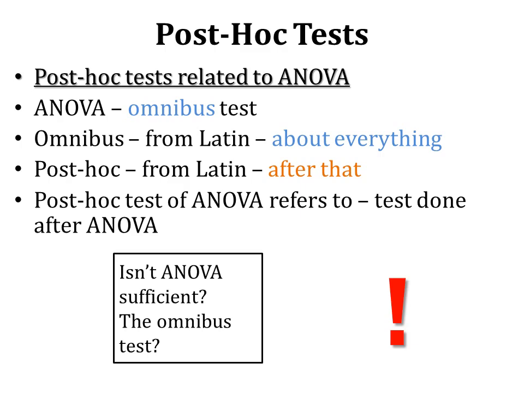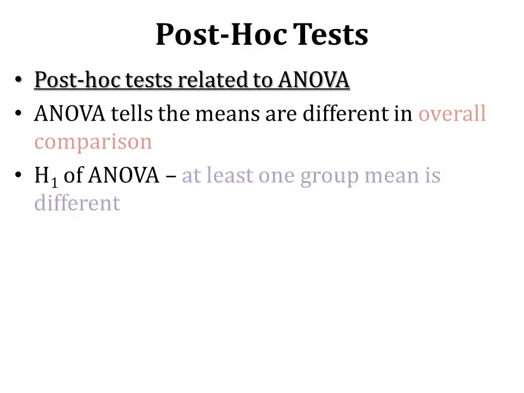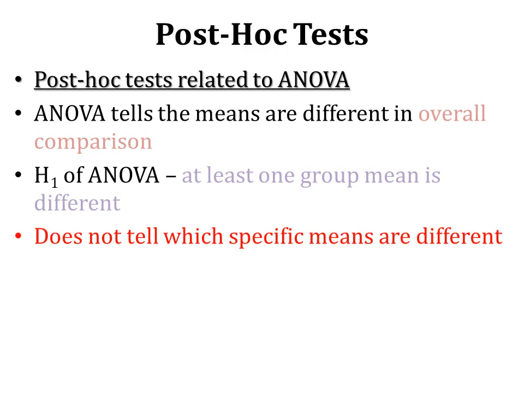Now the question is, if ANOVA is the omnibus test, it is about everything, and it also reduces the type 1 error, then why do we need the post hoc tests? Why do we need to do certain analysis after that? Isn't ANOVA sufficient to describe your results? The answer is that ANOVA tells us the means are different in overall comparisons. Do you remember the null and alternate hypothesis of ANOVA? The null hypothesis of ANOVA is that the group means or the treatment means are similar and the variances are also equal. And the alternate hypothesis is that variances are equal but means are different. So the alternate hypothesis of ANOVA states that at least one group mean is different. To be specific, which group mean is different, it doesn't tell us, right?